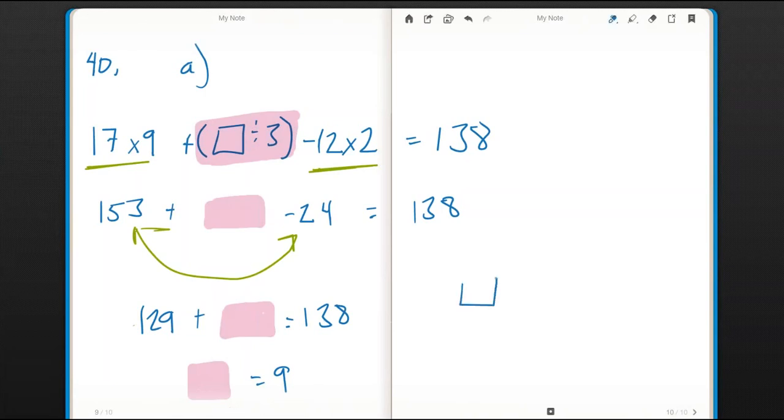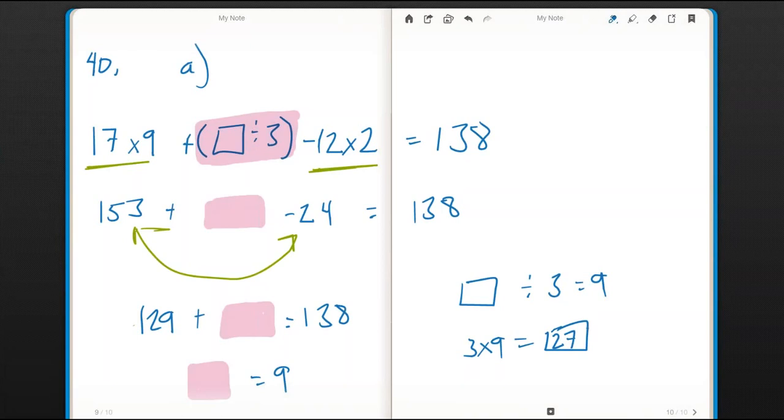But if my pink blob is some number divided by 3 and I get 9 as a result, we know that to undo division, you multiply. So 3 times 9 is the number that I started with in that square, and that number is going to be 27.